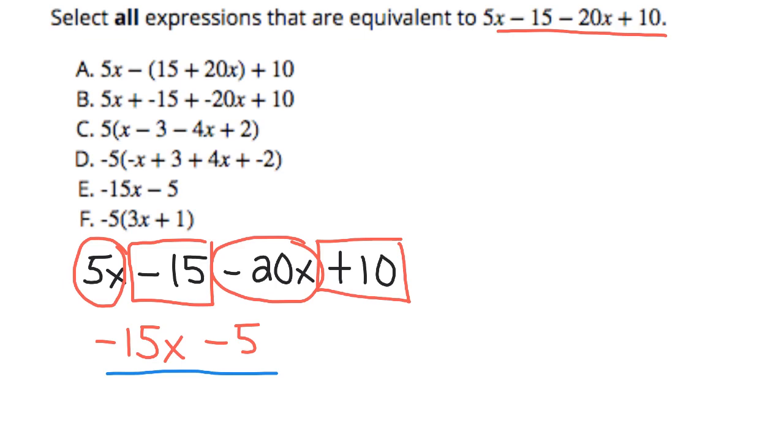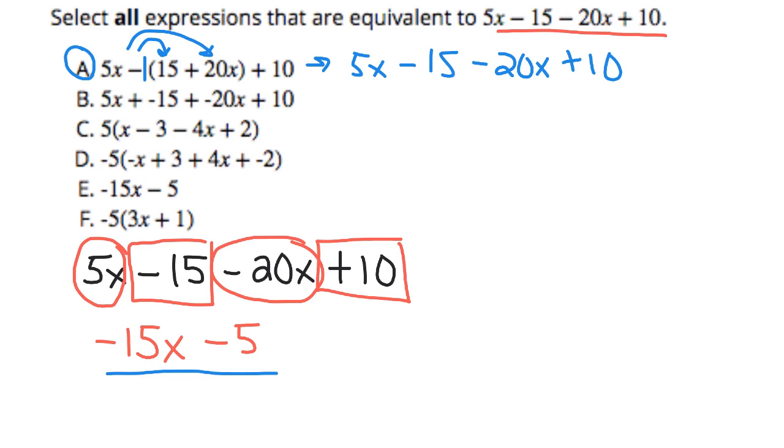So let's start with this first one. I'm going to put a 1 right there, make it negative 1. So I'll rewrite this as 5x minus 15, because I'm going to distribute this negative 1, minus 20x, that goes right there, plus 10. Well, if you look at this, this is actually the exact same thing as the one up there. So A actually works. Let's take a look at the second one.